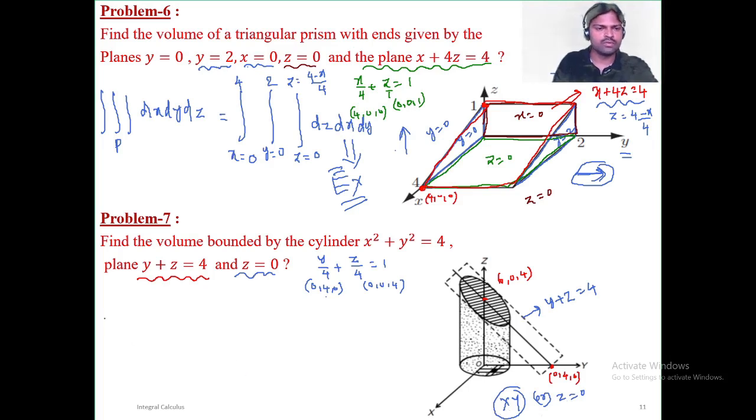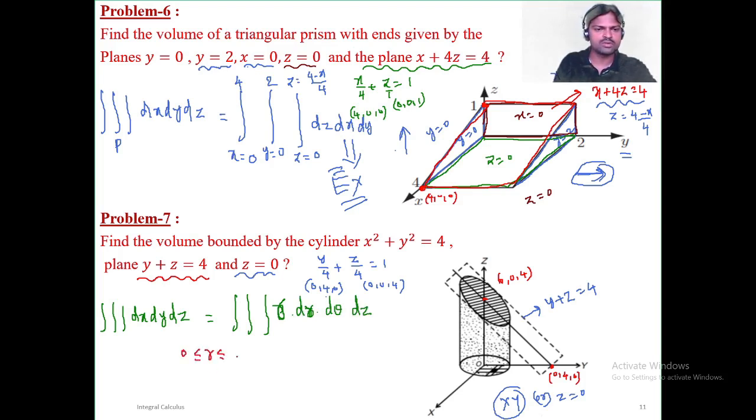So the volume of such a solid is the triple integration of dx dy dz. But since the solid of integration is a part of a cylinder, we may apply the cylindrical polar coordinate system to evaluate the integral easily. For cylindrical polar coordinates, what is the Jacobian? The Jacobian will be r, so r dr d theta dz. The variables are r, theta, z. Let me write the r limits. r is varying from where to where? The radius.